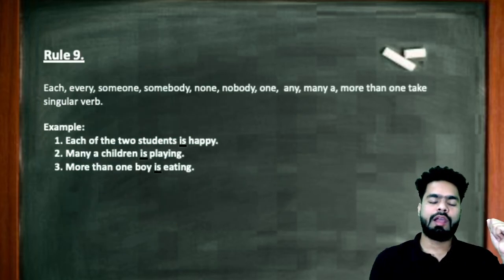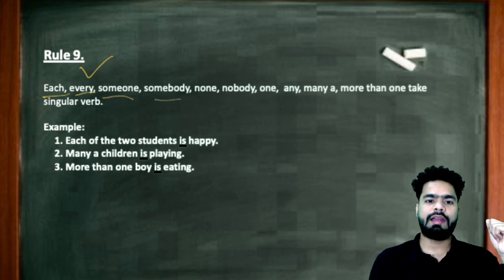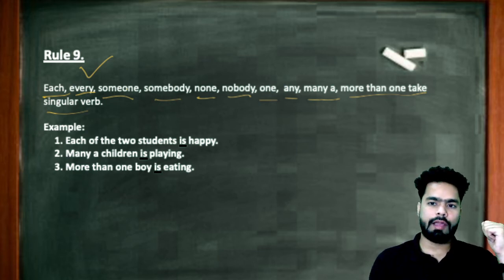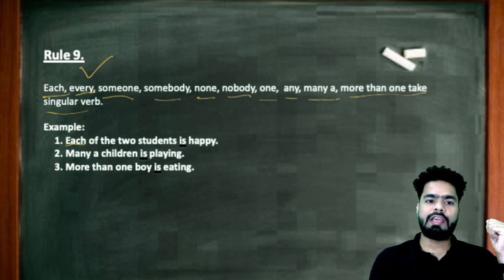Next, now we are talking about rule number 9, and what rule number 9 says: each, every, someone, somebody, none, nobody, one, any, many a, more than one, take singular verb. If any of the words is there in your sentence, then what you have to do? You have to treat the subject as singular and you will take a singular verb with it. Okay, for example, each of the two students is happy.